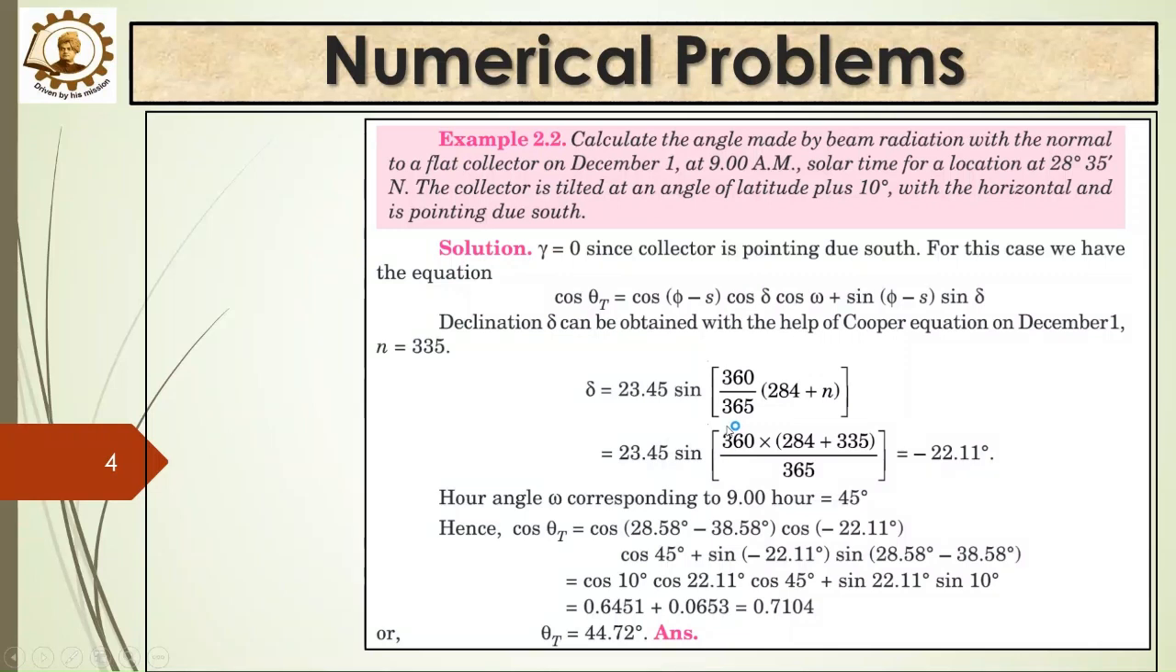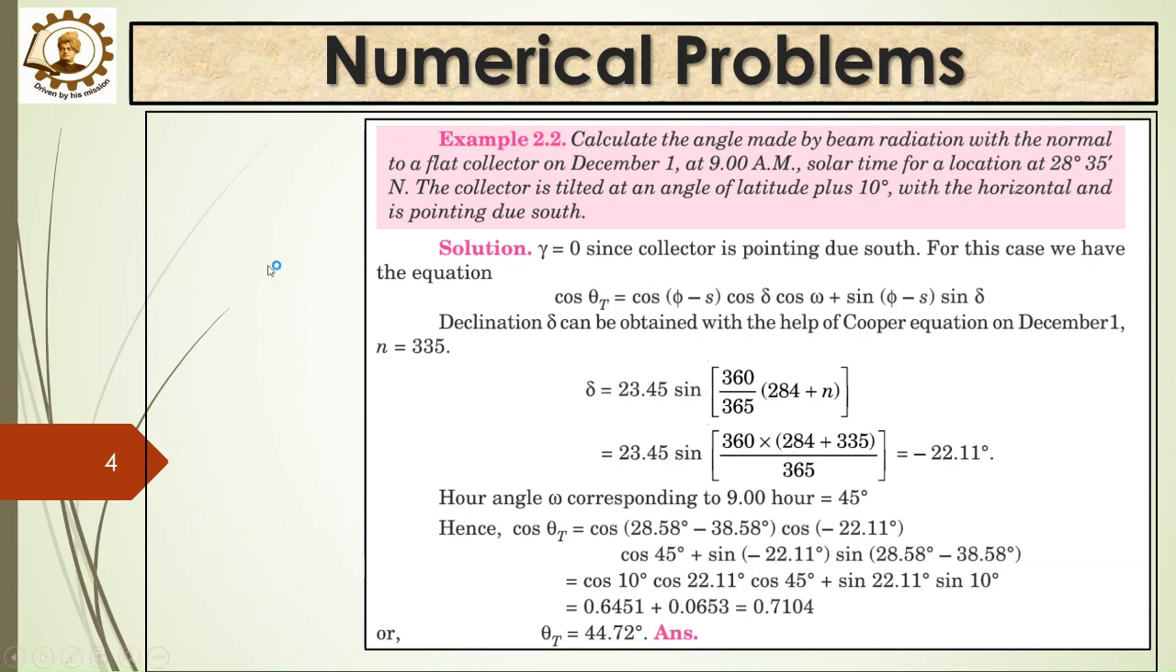Let us now solve an example related to the numerical problem of solar geometry. The problem says: calculate the angle made by the beam radiation with the normal to a flat plate collector on December 1 at 9 a.m. solar time, for a location at 28 degree 35 minutes north latitude, where the collector is tilted at an angle of latitude plus 10 degrees with the horizontal, and it is pointing due south.